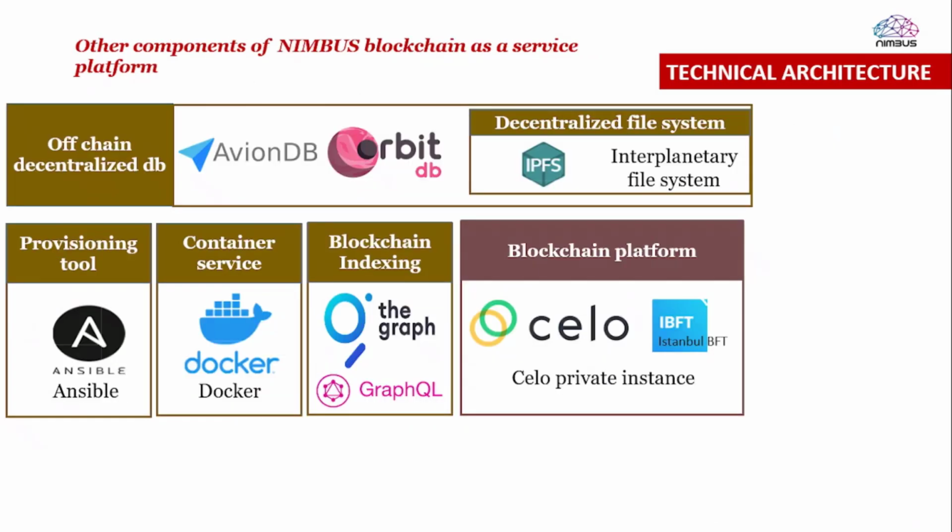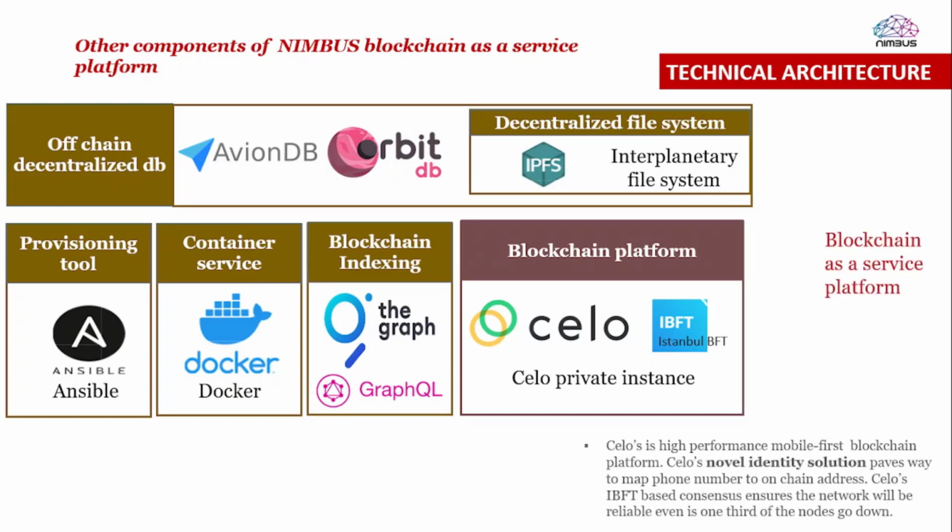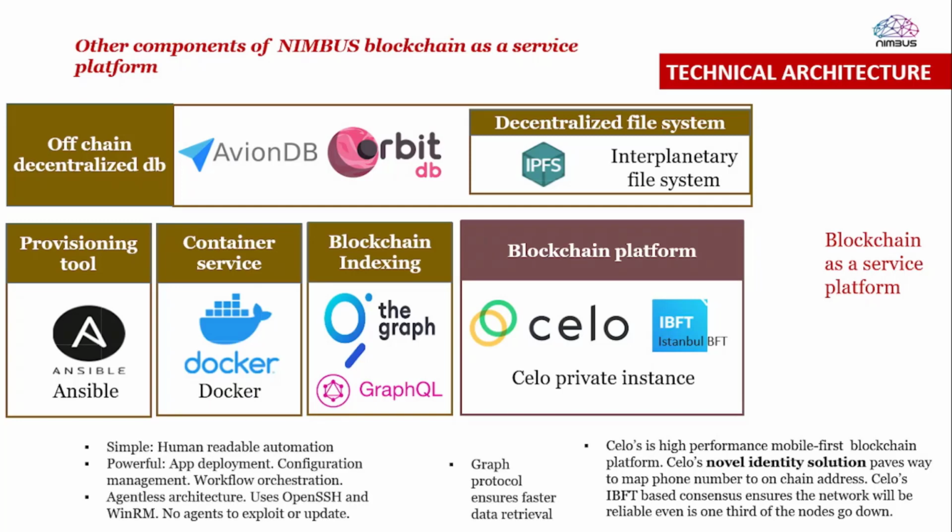The main blockchain platform used here is Celo, which is a high-performance mobile-first blockchain platform. MyCelo tool is used to run a private instance of Celo. Celo's novel identity solution paves the way to map phone number to on-chain address. Celo's IBFT-based consensus ensures the network will be reliable even if 1/3 of the nodes go down or are compromised.